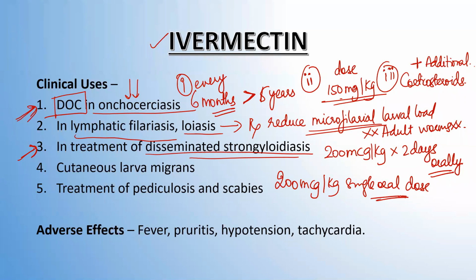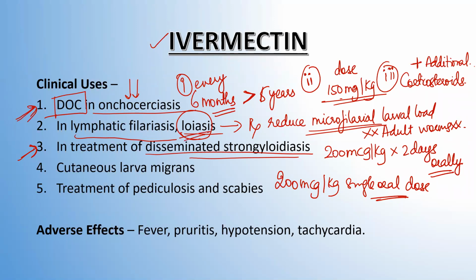Now, let me tell you some important points about onchocerciasis. As I've already told you, corticosteroids have to be used to avoid inflammatory eye reactions. Annual treatment can prevent blindness from ocular onchocerciasis, and in lymphatic filariasis, it reduces the microfilarial load to nearly zero level, but does not kill the adult forms. In cases of loiasis, it does reduce the microfilarial load, but its potential to produce neurotoxicity in these patients discourages its use.